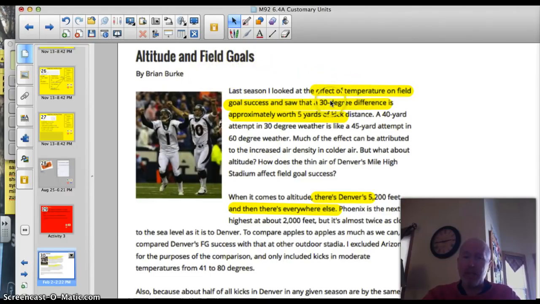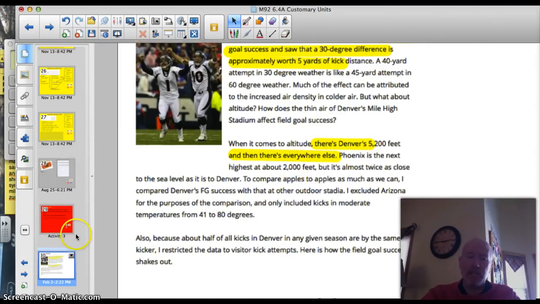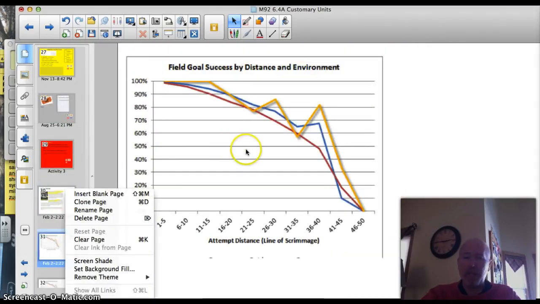He says that temperature also affects it. So when it's colder out, the air is more dense. If it's 30 degrees, a ball will travel about 5 yards further, a quick kick will. And he said when it comes to altitude, there's Denver, then there's everywhere else. And he did some charts and some explanation of this.